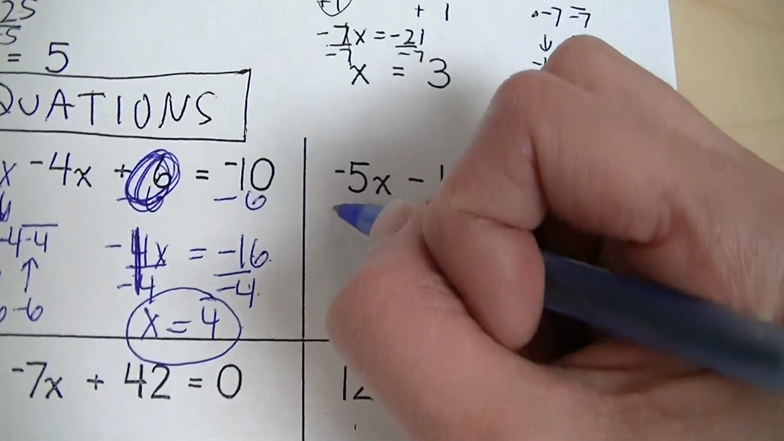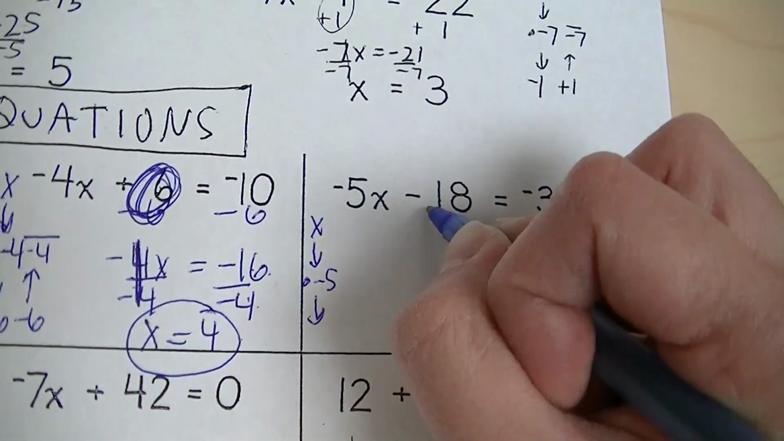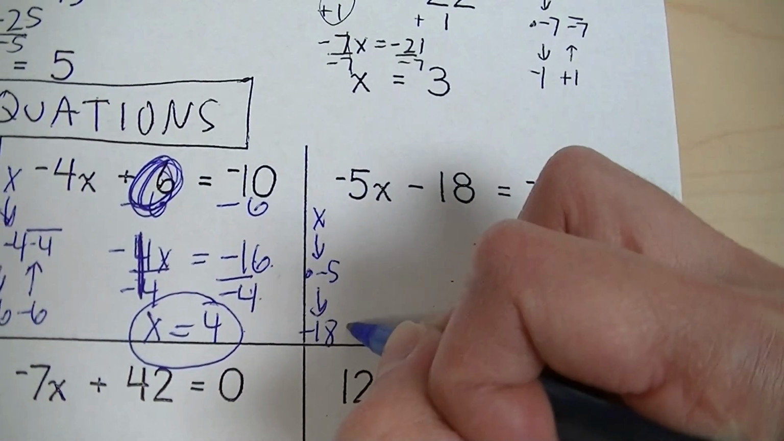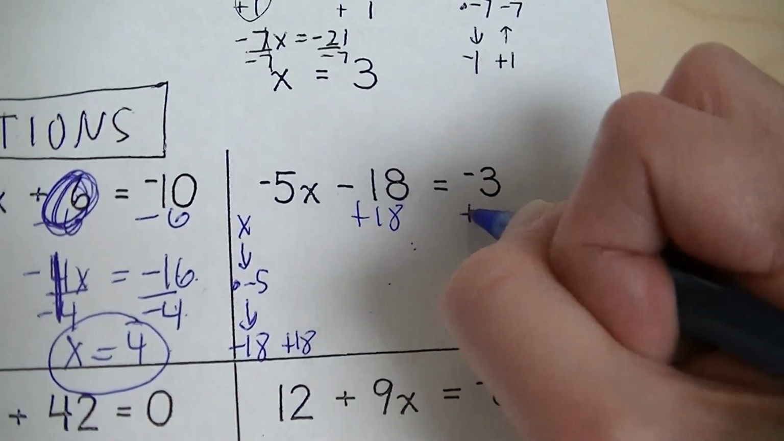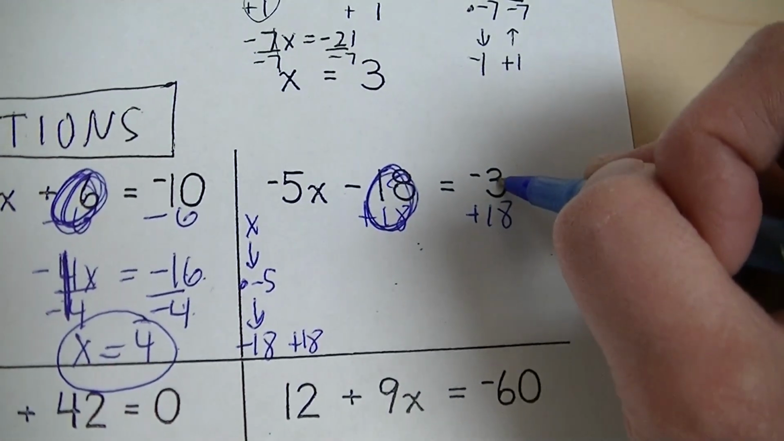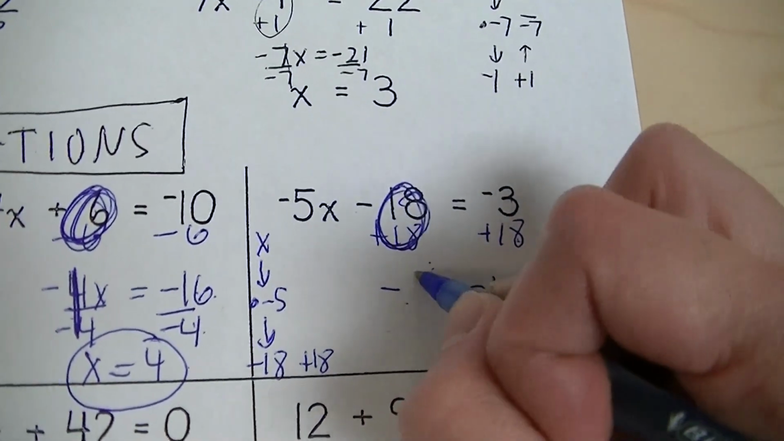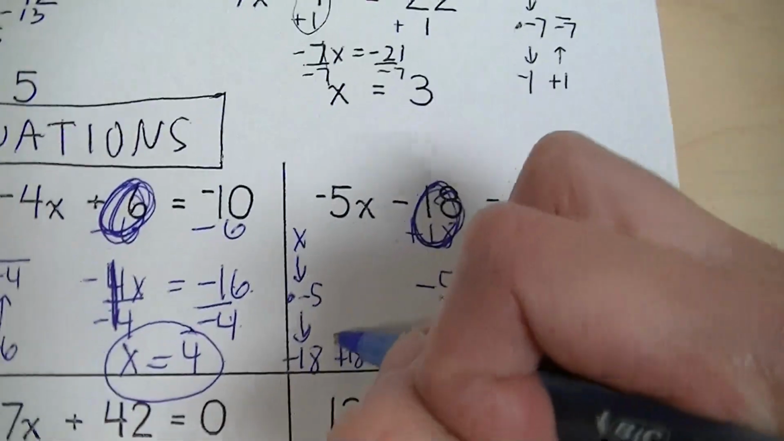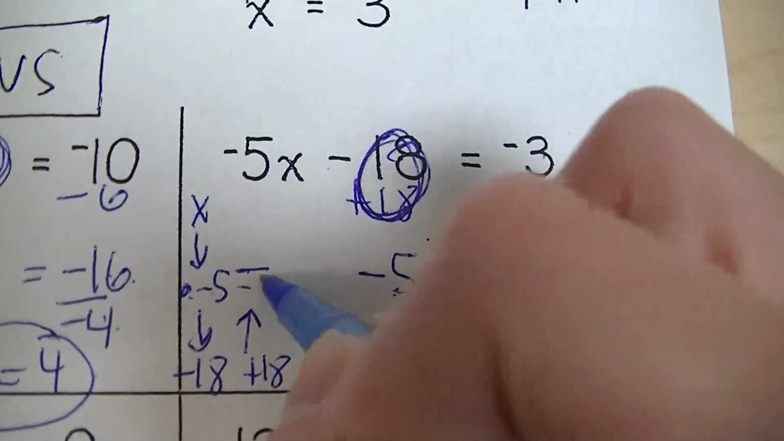Okay, build this one. Start with x, multiply it by -5, then they subtracted 18. Inverse operation of subtract 18 is to add 18. So you add 18 to both sides of that equal sign. -18 plus 18 is 0. -3 plus 18 is a +15. Bring down your -5 times x. Okay, the inverse operation of multiply by -5 is to divide by -5.